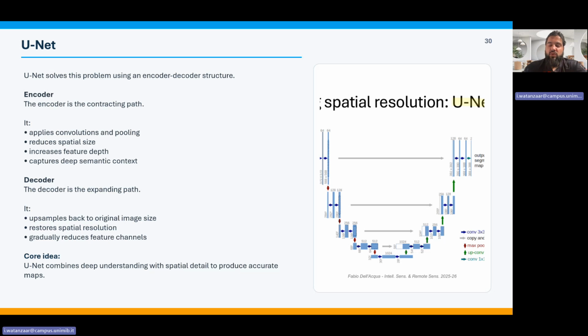This is the workhorse of the AI used in remote sensing so far. And the U-Net combines deep understanding with spatial detail to produce accurate maps, because in the decoder, the expanding part, we have seen they are generally reducing the feature channels here. That's the whole idea.